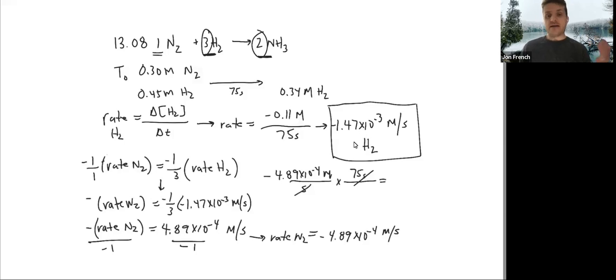And don't forget, it's a negative rate, so it's a negative change in concentration as well. So let me get that times 75, and I get like negative 3.7 times 10 to the -2 molar would be our change in concentration of nitrogen for question 9.